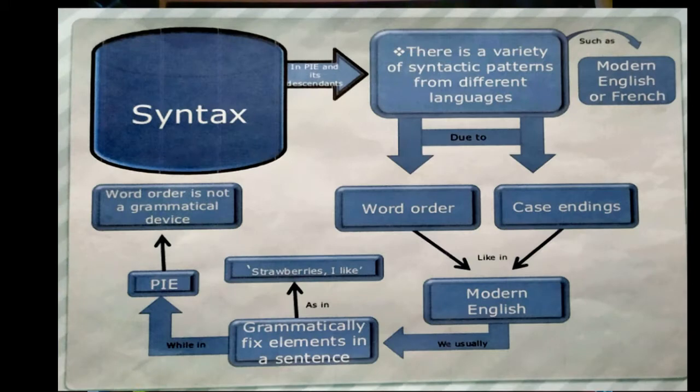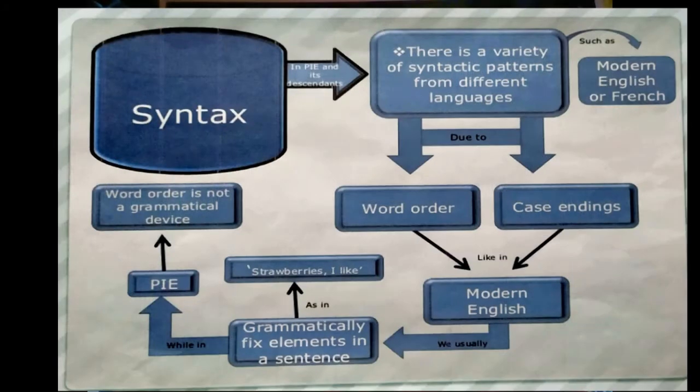Word order was not a grammatical device in Proto-Indo-European as it is in modern English. In the English language, we have only the subject, predicate, object structure. In Proto-Indo-European, the case was a bit different. They had subject, object, verb, and also object, verb, subject.